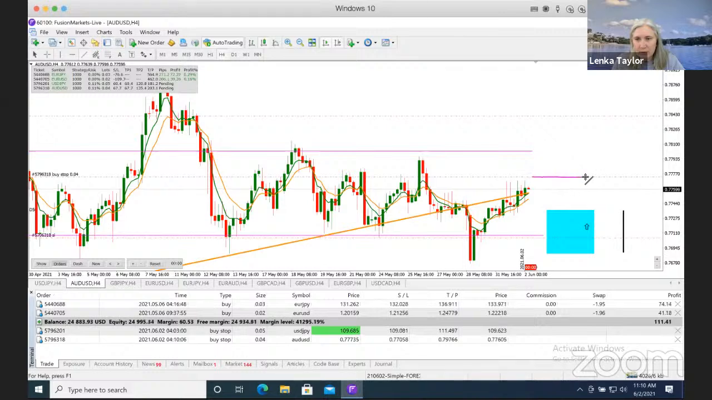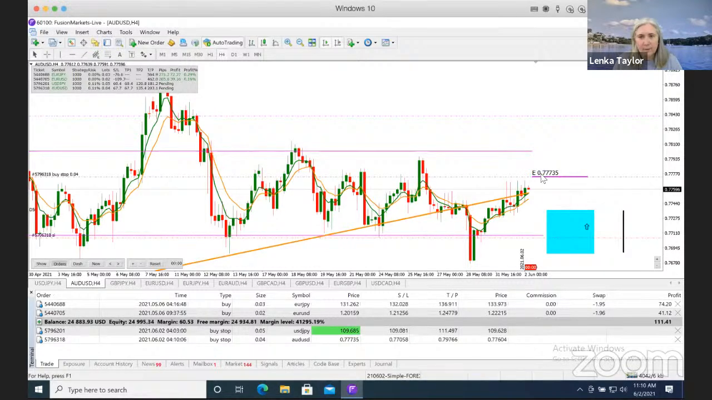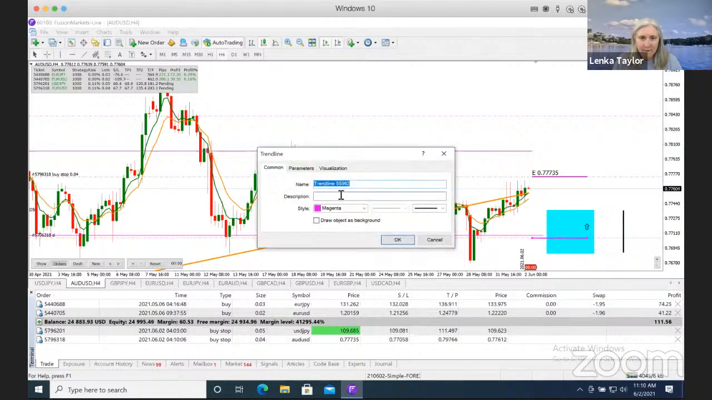So here we have the entry at 0.77735. Stop loss below there. So stop loss at 0.77058.